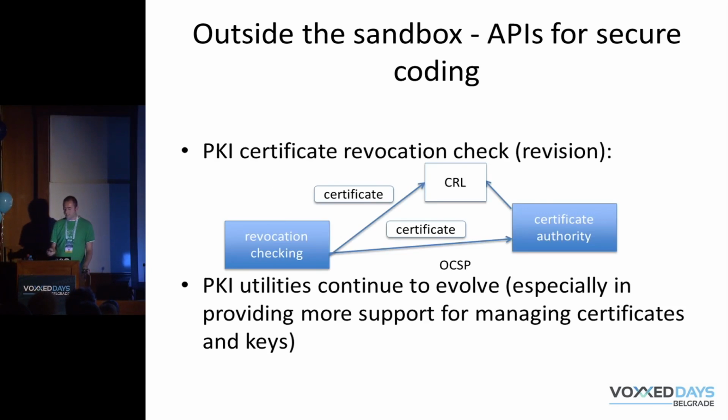And here is a very basic flow of how certificate revocation checking is done. You send the certificate information to the certificate authority. It checks whether that certificate is valid, and this can happen by means of, for example, a certificate revocation list, which is just a file with information about what certificates are not valid, or using the OCSP protocol.